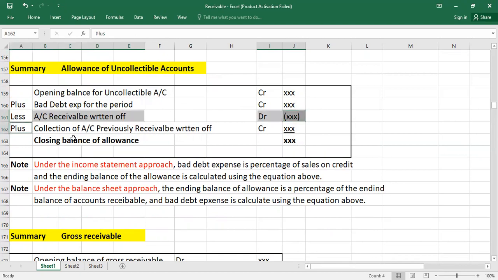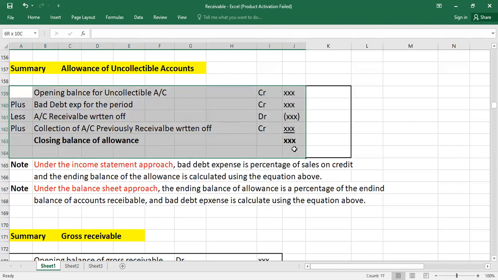And then you need to add collection of accounts receivable previously written off. When you collect it, if you remember the direct entry, we made debit cash, credit allowance. Again allowance is credit, so that is why it is added here. So if you take opening plus bad debts expense for the period, less accounts receivable written off, plus collection of accounts receivable previously written off, it is equal to the closing balance of allowance. This is how you will determine the closing balance of the allowance.